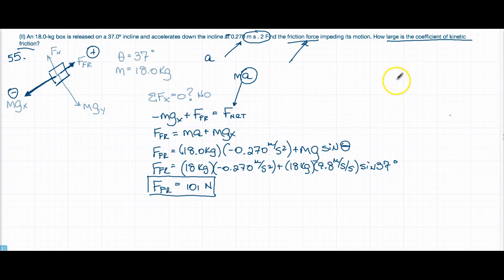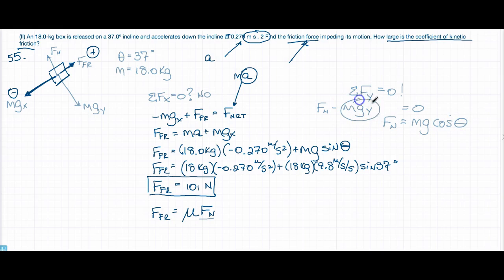Part B then says how large is the coefficient of friction. So I'm going to continue this problem by saying that the frictional force is equal to mu times the normal force. Here again we see that we do need the normal force, and that's going to come from understanding the forces in the y direction. The sum of the forces in the y direction is equal to 0, and we know that because the box is not accelerated in the perpendicular axis. So this becomes F sub n minus mgy is equal to 0, or I can write that the normal force is equal to mg cosine theta once I add this to both sides and then substitute the trigonometric function in for the y component.